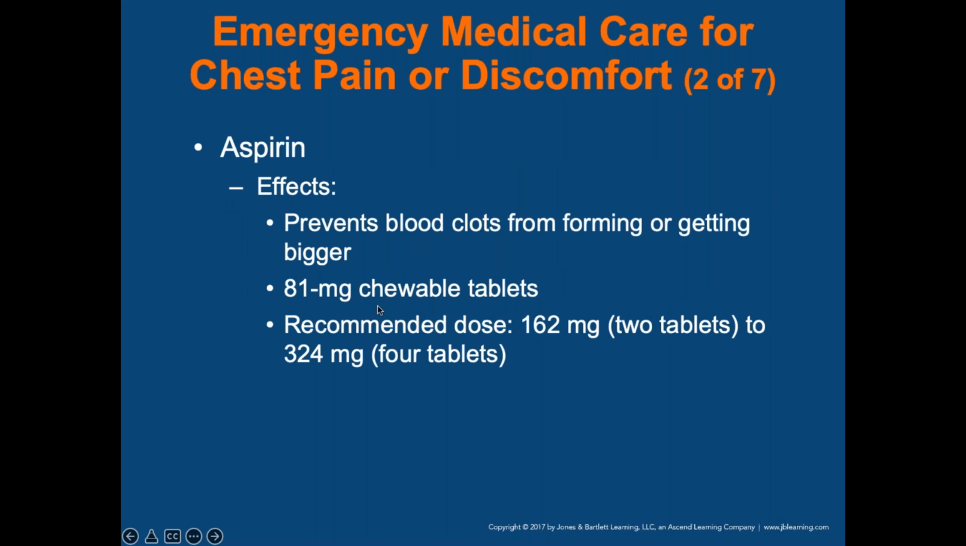Aspirin prevents blood clots from forming or getting bigger. Aspirin is not a blood thinner. It's a platelet aggregator. It makes platelets less sticky to prevent any further clotting. They come in 81 milligram chewable tablets, and the recommended dose is 162 to 324 milligrams. Follow your protocol.